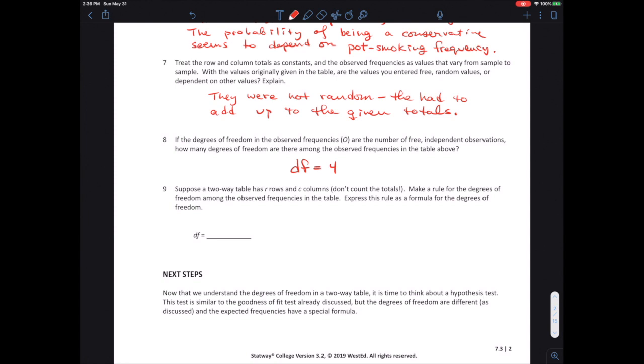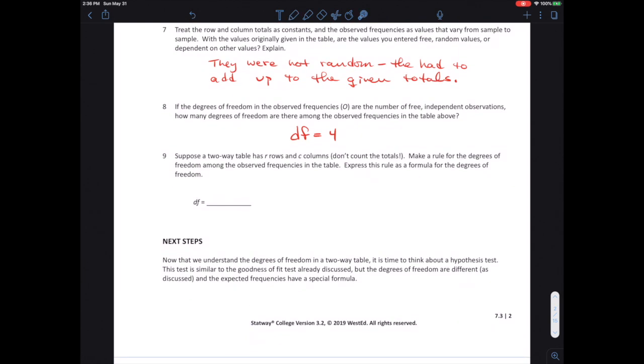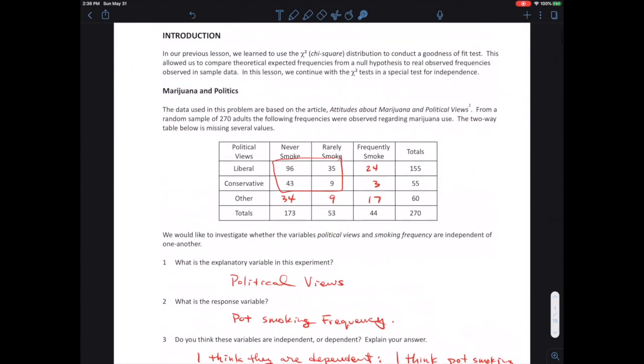Okay. And now it's asking for a formula for the degrees of freedom. Let's read this real quick. It says, suppose a two-way table has R rows and C columns. Don't count the total row or the total column. Make a rule for degrees of freedom among the observed frequencies in the table. Express this rule as a formula for the degrees of freedom. Okay, so you can see it's a 3 by 3 table. All right, 3 rows. Okay, that's R equals 3. Okay, there are 3 columns. 1, 2, 3. So C equals 3.